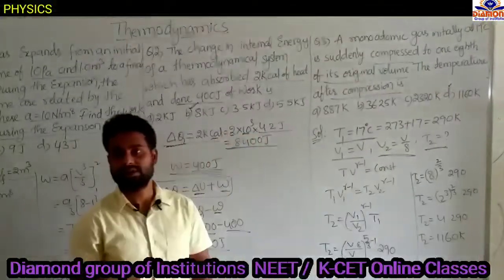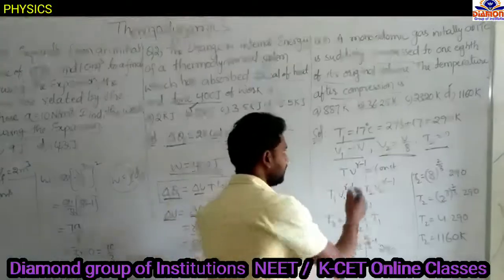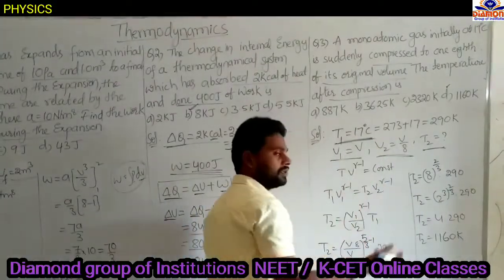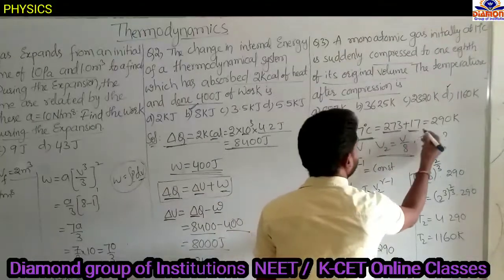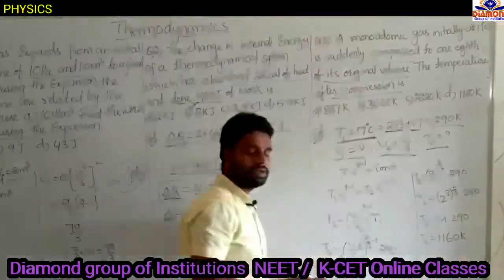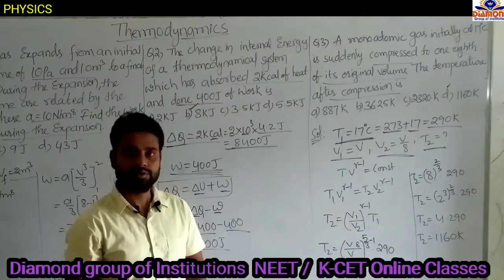In the adiabatic process, the temperature should be in the Kelvin scale. Now they have given 17 degrees centigrade as the initial temperature, so convert into Kelvin. Add 273. So 273 plus 17 is equal to 290 kelvins. Now what is the temperature after compression that we have to find?